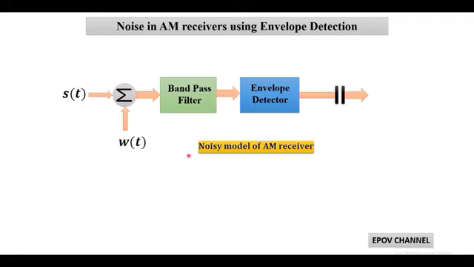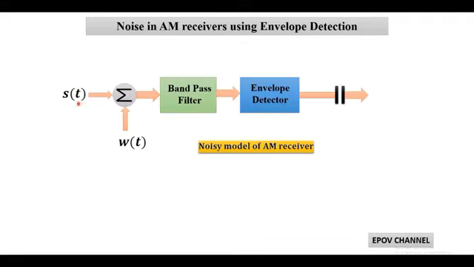Welcome friends. In this session we are going to discuss noise performance in AM receiver using envelope detection. Here AM used is double sideband full carrier or standard AM. The noisy model of AM receiver is shown in figure.